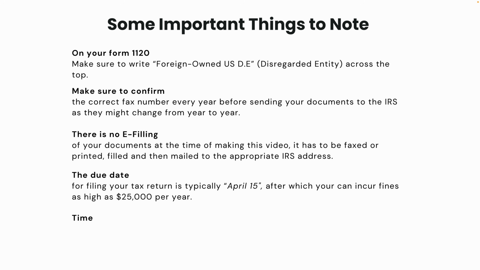But if you, for some reason, can't file before April 15th, you can request a time extension. You can do this by submitting a Form 7004. And let me know in the comment section if you'd like me to make a video on how to request a time extension.